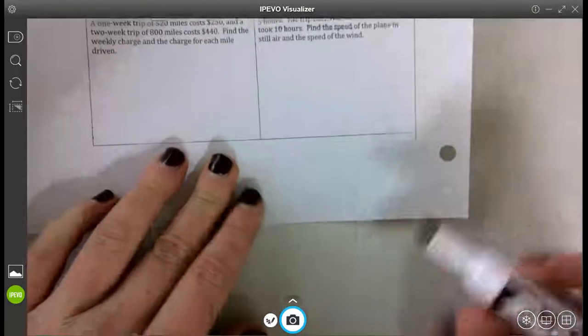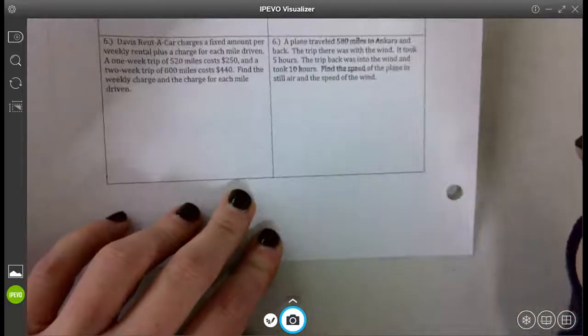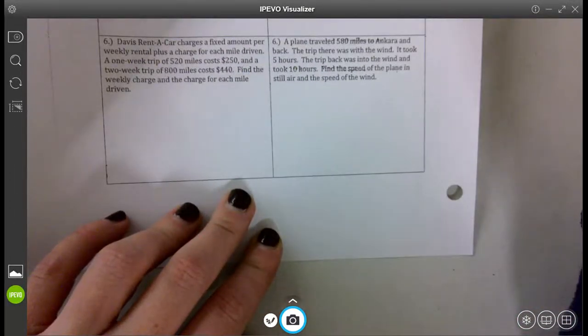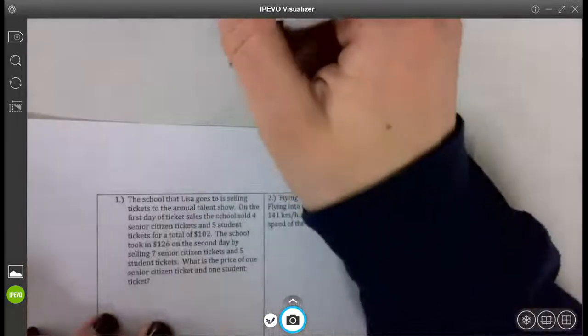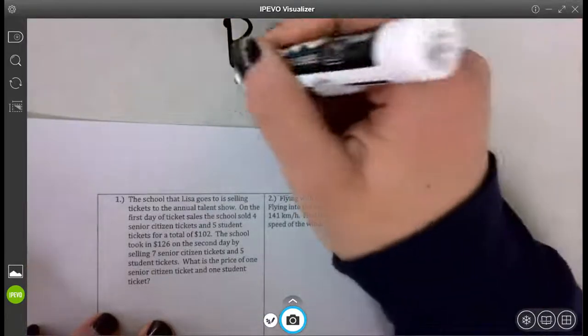And lastly, a plane traveled 580 miles to Ankara and back. The trip was with the wind. It took 5 hours. The back, into the wind, took 10. Find the speed of the plane in still air. Well, this is just like here. We had the plane plus the wind equaling a speed and the plane against the wind equaling a speed.